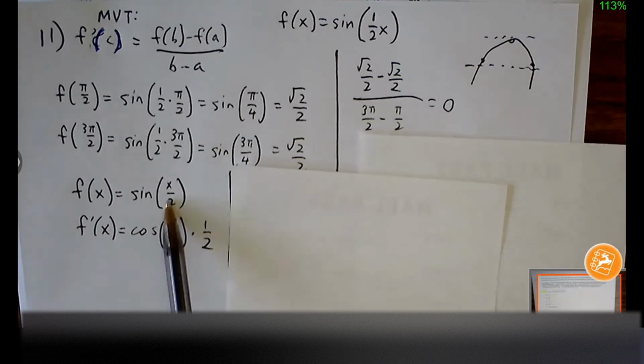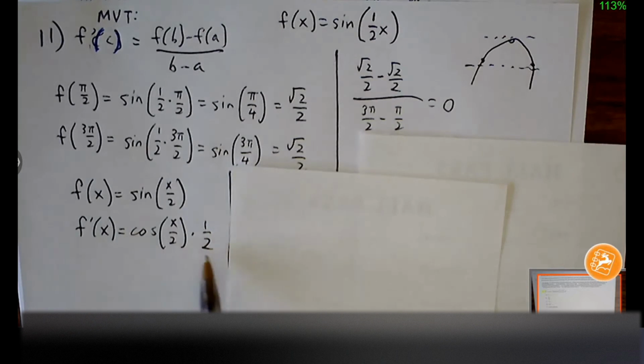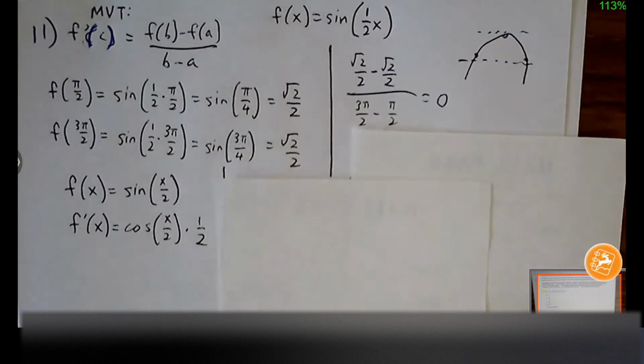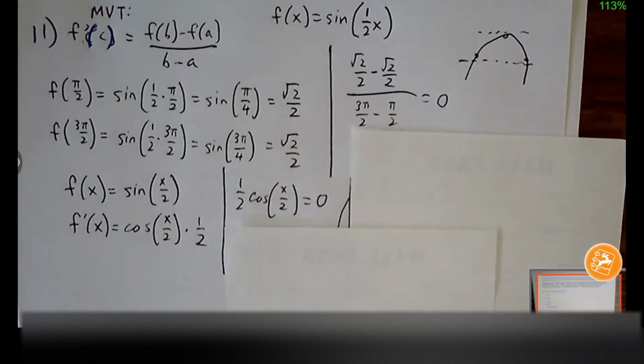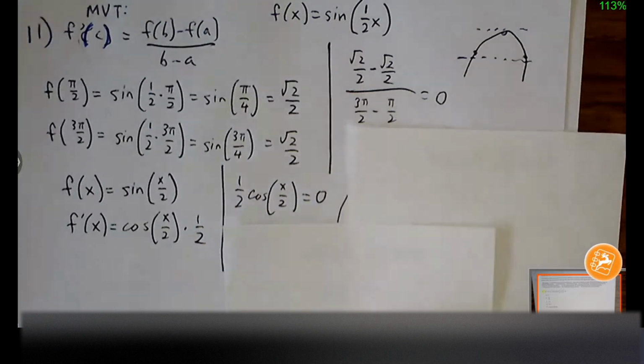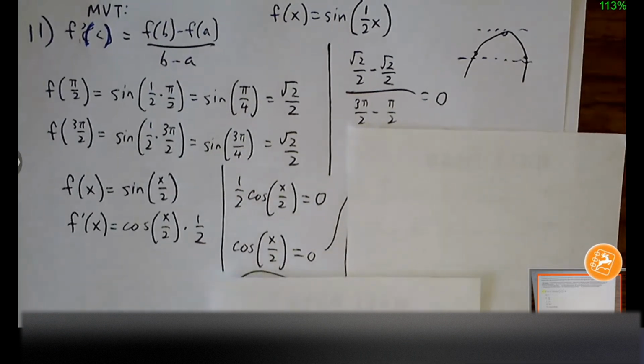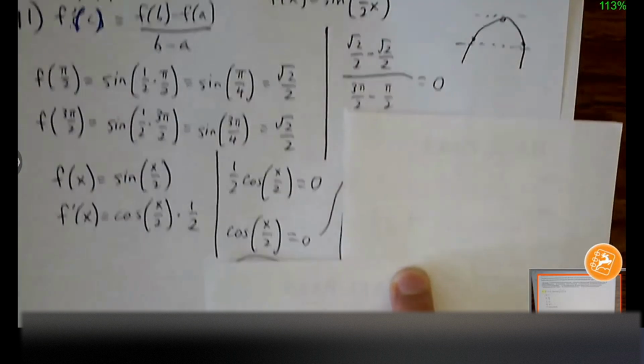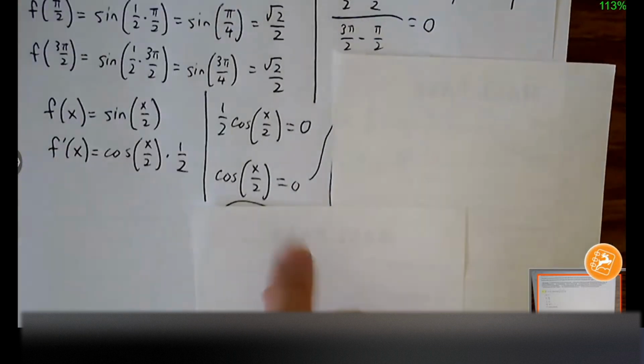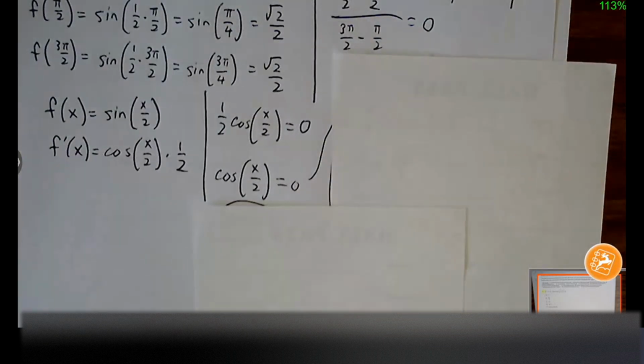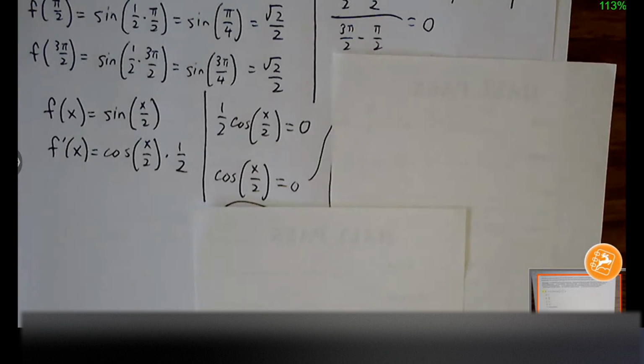So sine of u becomes cosine of u times u prime. I set f prime equal to 0. Divide both sides by 1 half. And we can solve this out by hand, but I think for this case, we could just pick out some values, right? What value of x will allow cosine of x over 2 to be equal to 0?